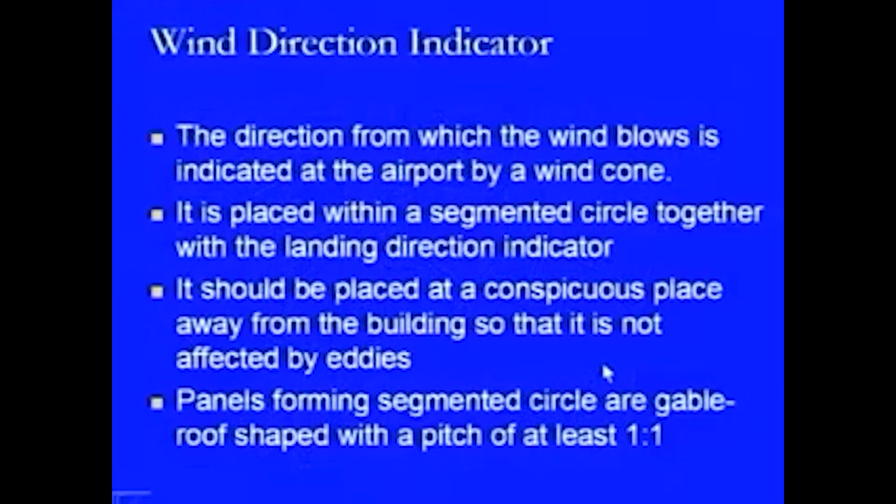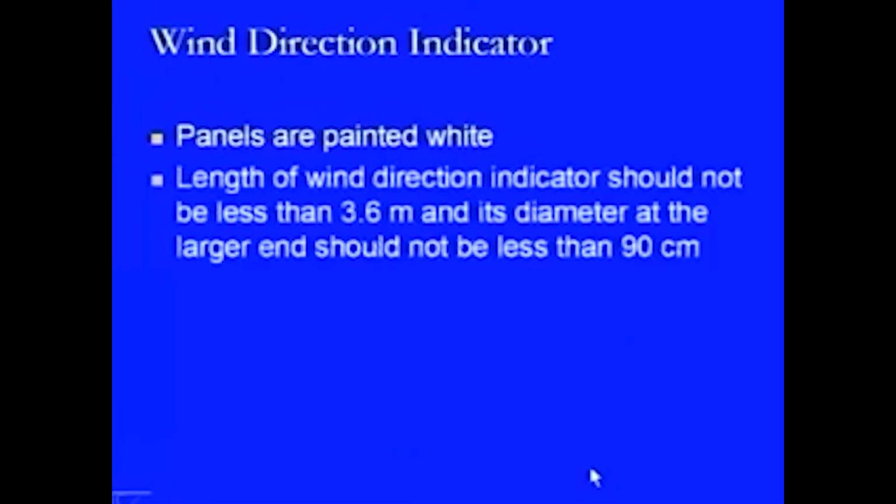The panels forming segmented circles are gable roof shaped with a pitch of at least 1:1. That is the specification for the segmented circle which is provided. Panels are painted white in color, and the length of the wind direction indicator should not be less than 3.6 meters, and its diameter at the larger end should not be less than 90 centimeters. This is the specification related to the wind direction indicator. The length is defined and the diameter is defined at the larger end.